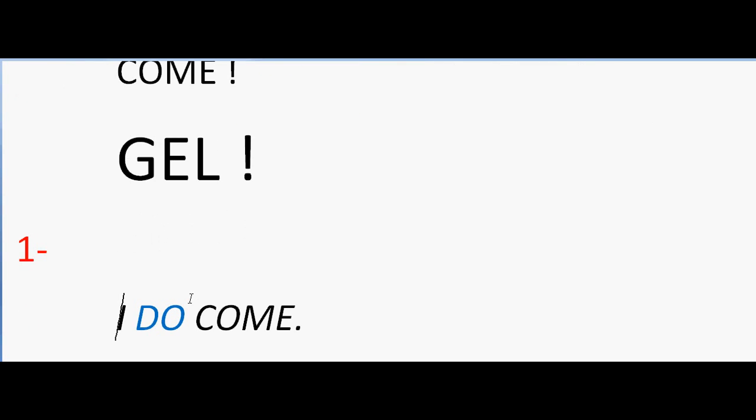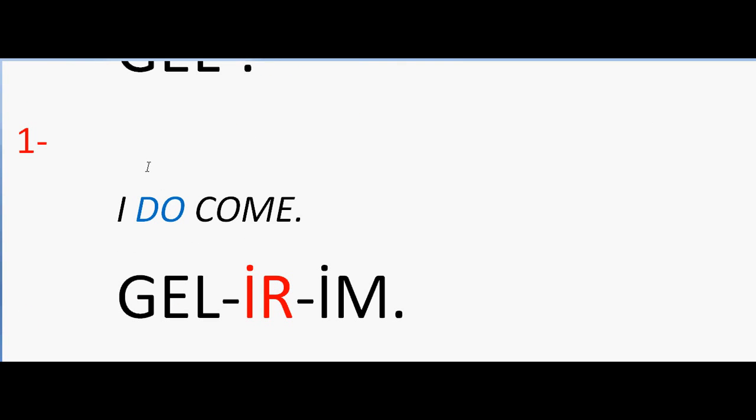So let's see the tenses here. Let's start with the present simple tense. For example, in English you say, I do come. But in Turkish we use the base form of the verb first, which is come. After that we use the suffix of present simple tense in Turkish, which is ir. The blue one shows this example here. And after that you use the person suffix of the sentence or of the verb itself.